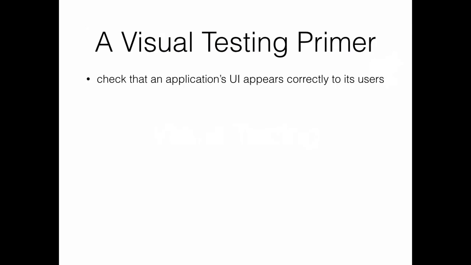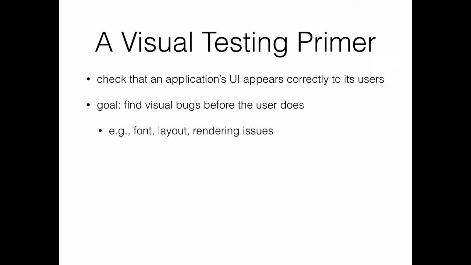So just a quick primer on what visual testing is for the uninitiated. What you do with visual testing is you check to see that an application's UI appears correctly to its users. And the goal is to find visual bugs before your users do. By visual bugs, I mean things like font rendering issues, layout issues, just anything on the page that's out of place. There are loads of issues that humans can spot by manually doing visual checks, but there are still loads that you'll miss as well.